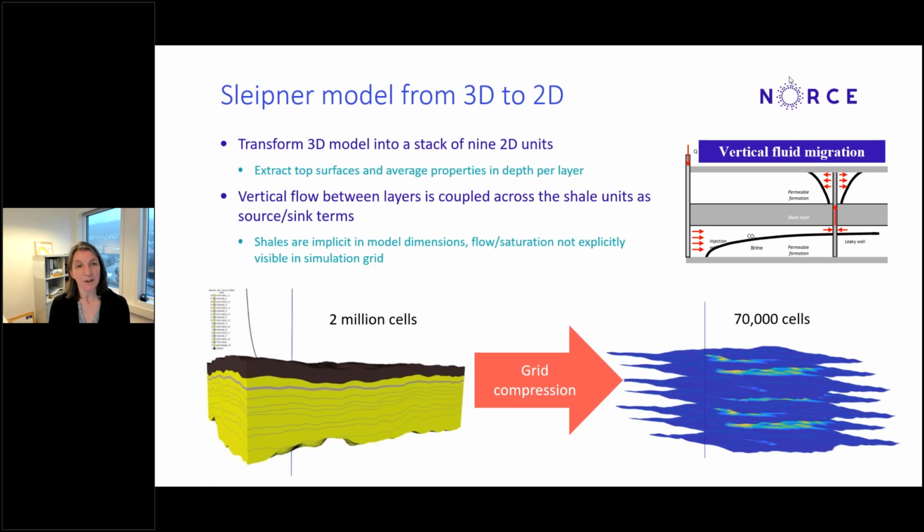The thing that's the trickier part here is the vertical flow between the layers. The VE modeling approach assumes horizontal flow, so you have to have a vertical transfer between the 9 units, and this we handle by source-sink terms across the shale units. So the shales are implicitly there in the model dimensions, but the flow and saturation don't explicitly show up in the simulation grid. And so the real advantage here is the obvious one, that you reduce the number of grid cells of this model from 2 million by compressing each of these 9 layers into a single 2D surface to about 70,000 cells. So already we gain an enormous amount of efficiency just from that step.